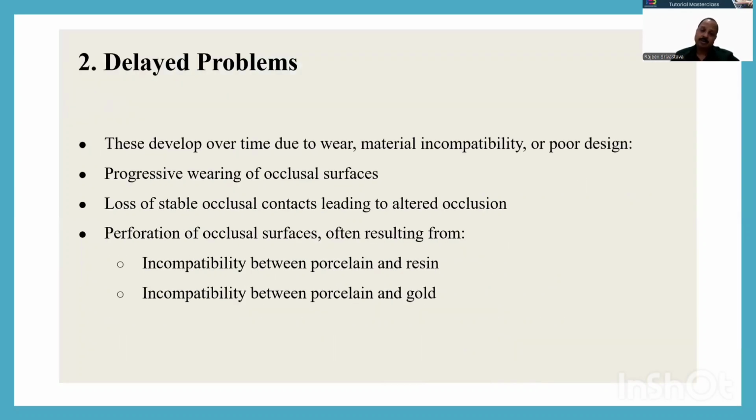Then delayed problems. Again with time, if there is wear of the natural dentition, definitely there will be wear of your existing crown and bridge. So what you have to see is that there is a stable occlusal contact. Any occlusal correction required from time to time, you have to call the patient and do the occlusal corrections. And a delayed problem can be because of incompatibility between porcelain and resin, or incompatibility of porcelain and gold. Nowadays, we don't use either of these restorations. We are not using porcelain and resin, and we are not using metal and resin, and we are not using metal and gold.